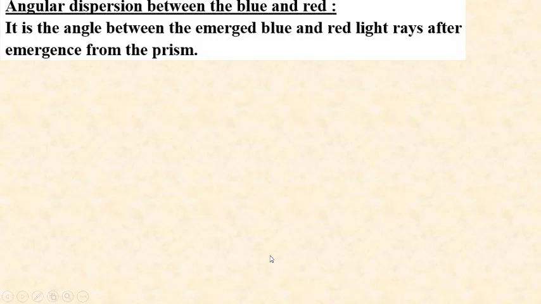There is some concept related to the thin prism, the angular dispersion between the blue and red light. What is meant by it? It is the angle between the emergent blue and emergent red light rays after emerging from the thin prism. I can calculate it as alpha naught of blue color minus alpha naught of red color. It will be A times n blue minus n red. So this is the angular dispersion.